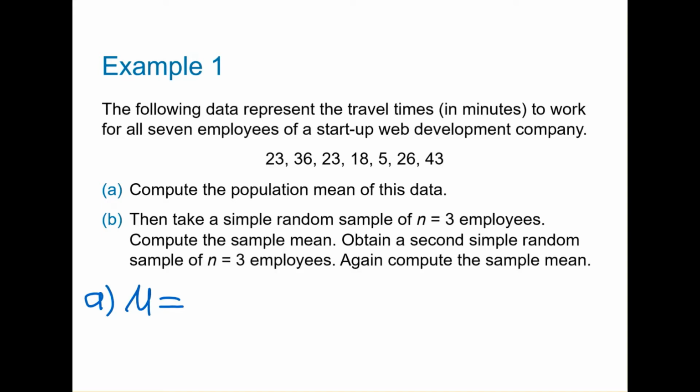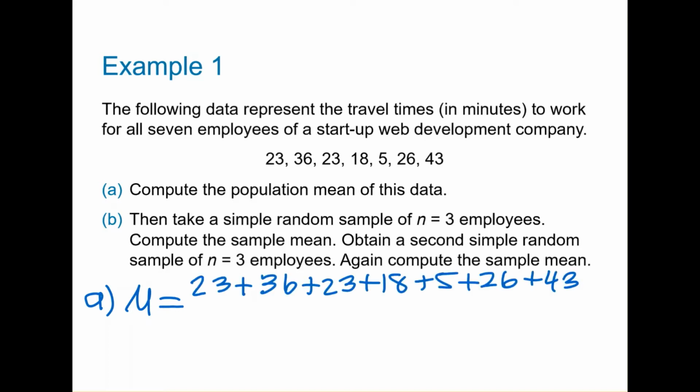To compute the mean, we add up all of the data values and divide by the number of data values. So you will add 23, 36, 23, all the way up to 43. And we divide this by the total number of data values, and there are 7. You can put this in your calculator all at once if you have the TI-30XS. If you have a different calculator, you can still input this at one time. However, you will have to put parentheses around the entire top.